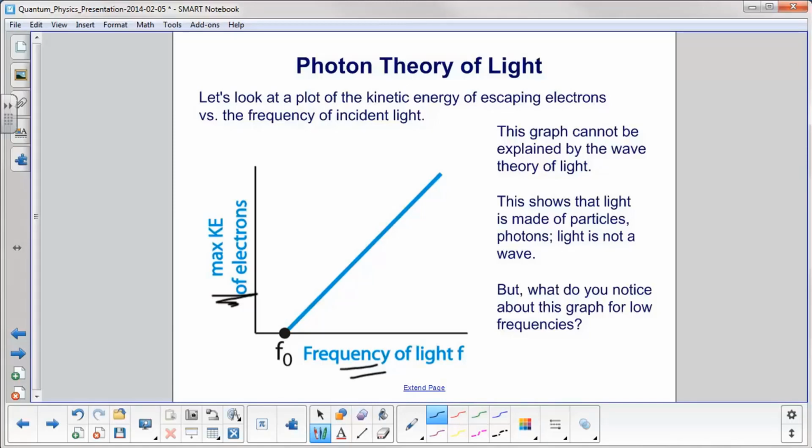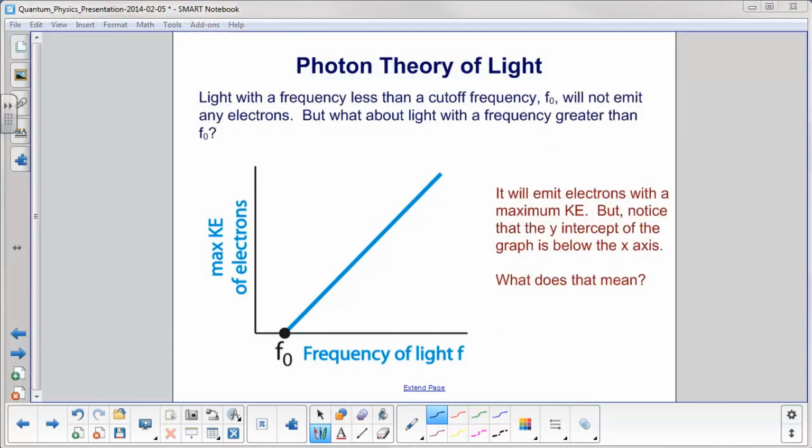But what do you notice about the graph for low frequencies? And so low frequencies are down this side of the x-axis. At low frequencies, below this cutoff frequency, we notice that no electrons are emitted. But now let's look at light with a frequency greater than this cutoff frequency. We'll see that it emits electrons with maximum kinetic energy. And the higher the frequency, the higher the kinetic energy.